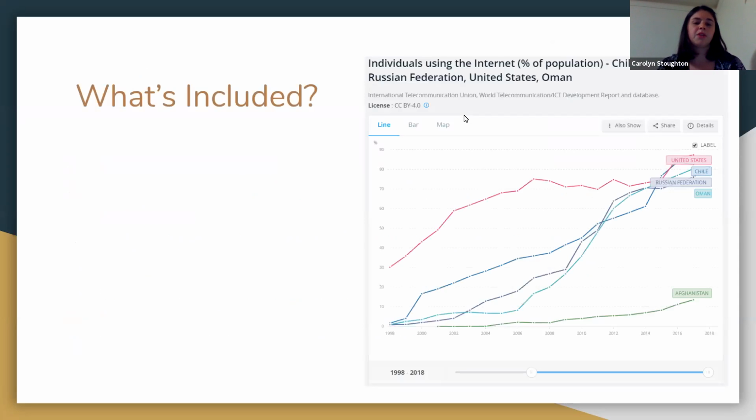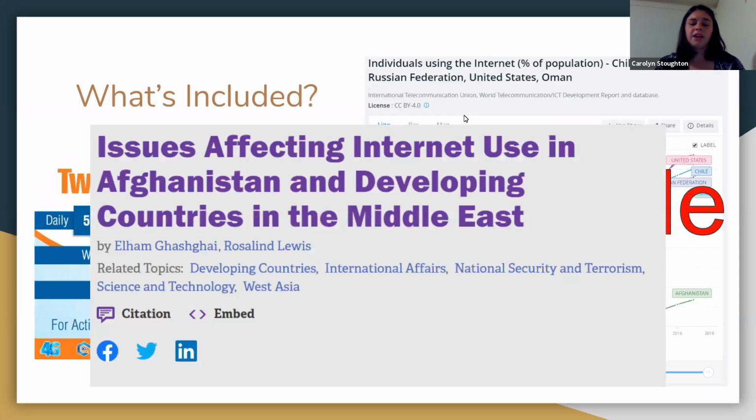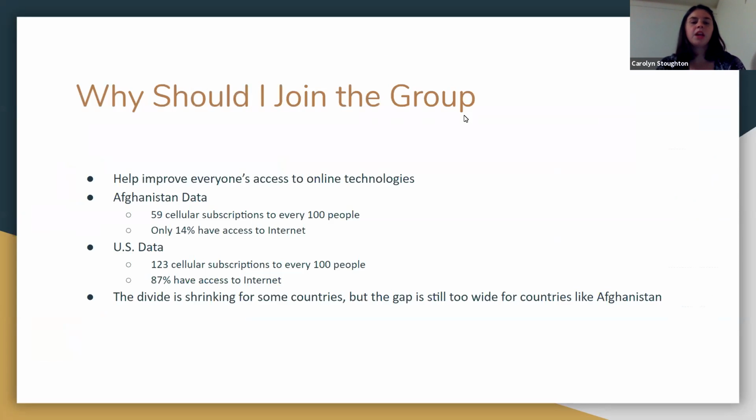Now in the campaign, I would include things like the graphs, the hashtag, and some campaigns that they have, like getting Twitter without internet. This is a sign in Afghanistan because they don't have a lot of access to internet. And then an article about the issues affecting internet use. There would be articles similar to this. You should join the group because it helps improve everyone's access to online technologies.